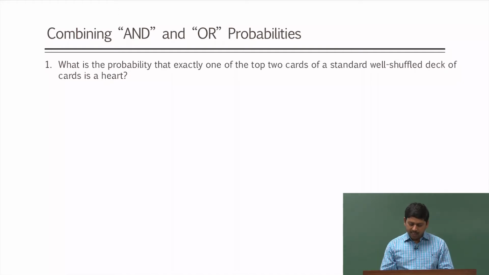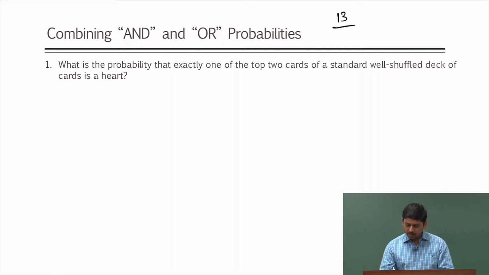What is the probability that exactly one of the 2 top cards of a standard well shuffled deck of cards is a heart? Now, we are not saying that both of them have to be hearts, we are saying one of the 2. When you say one of the 2, in how many ways can I do it? If my first card is a heart, the second should not be a heart.